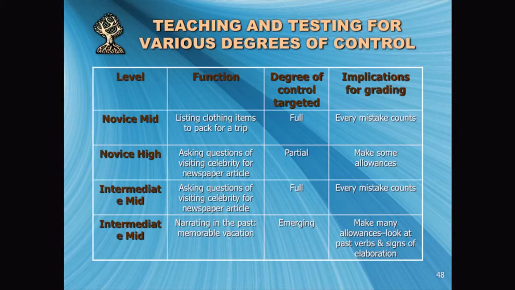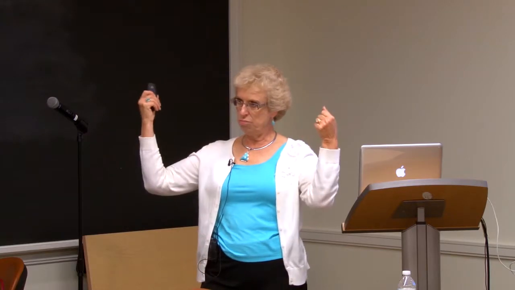So now on page 4, we're going to do this activity. Let's say we've got a group of students who are primarily novice mid, so first semester and early in the first semester. And this is the task: listing clothing items to pack for a trip. What level is that task? Novice. So they're novice mid. Novice mid means what? Solid. So what degree of control can I reasonably target? Full. Implications for grading. Everything counts. Every mistake counts.